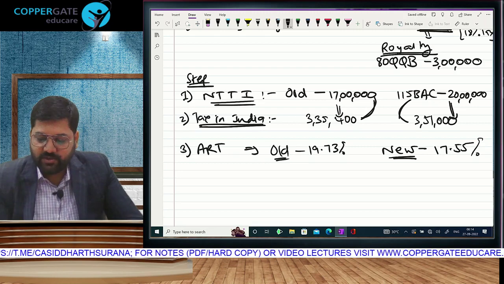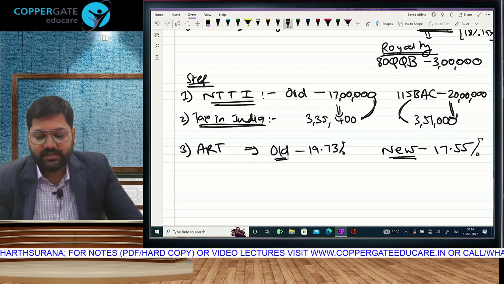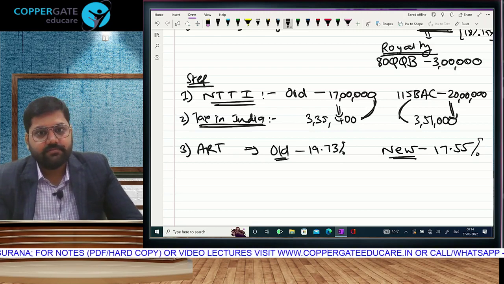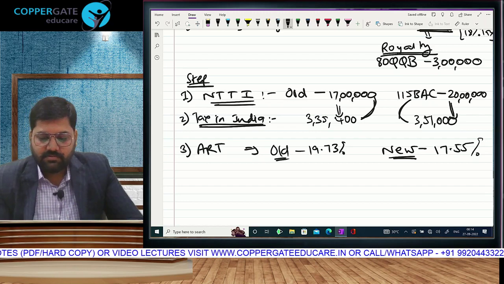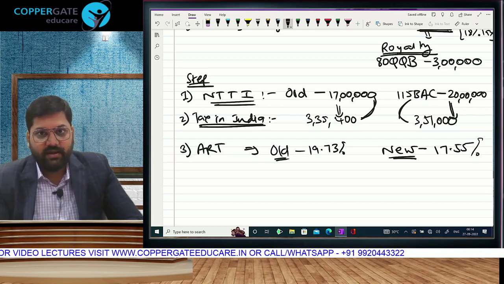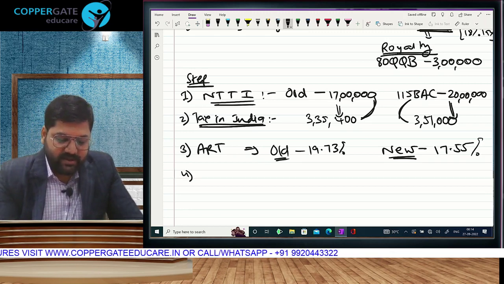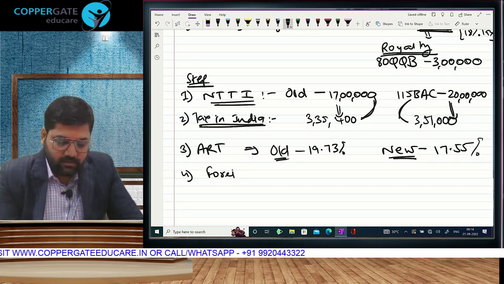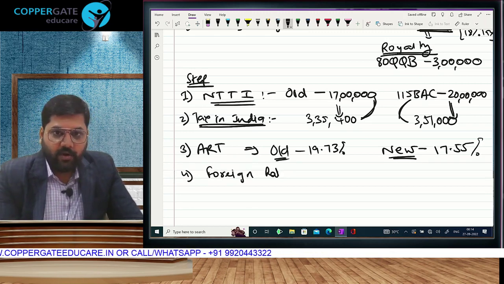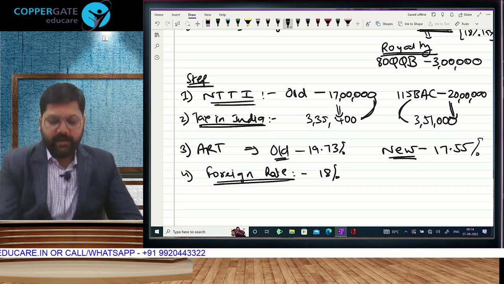19.73. Are you 100% sure? 19.73 and 17.55. Everyone? Shall we? Fantastic. What is our next step? Now that we have found the Indian tax rate, what is going to be our next step? We will compare this Indian rate with the foreign rate, which is always given to us, 18%.